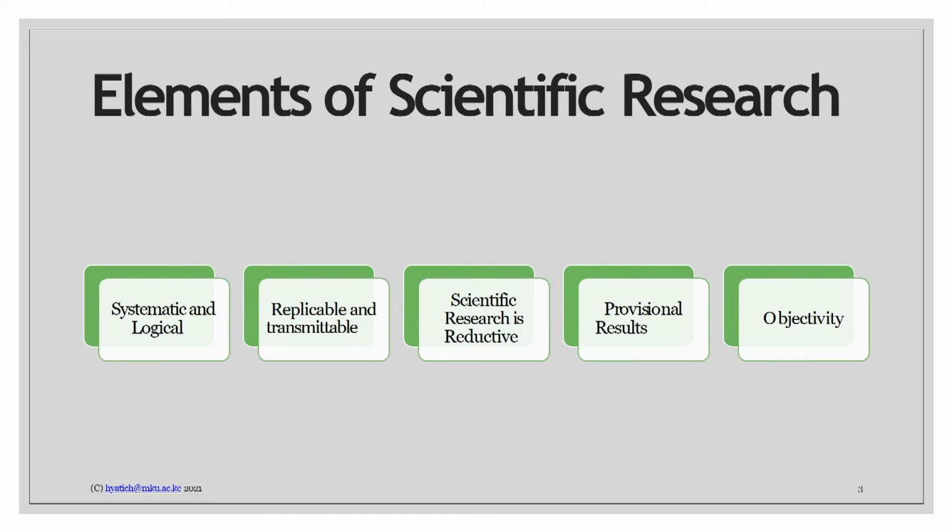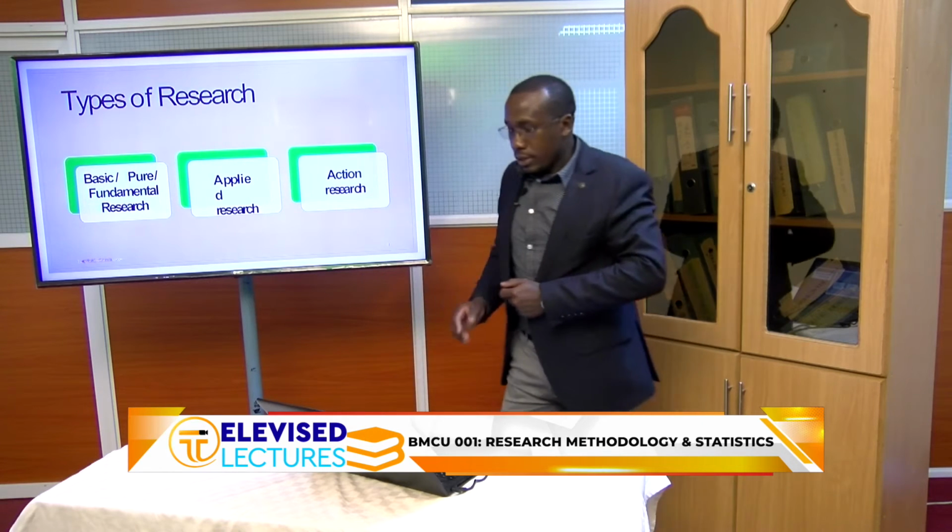Next, we are going to look at the types of research. I started in my first slide to highlight that we normally have research being distinguished into three different thematic areas. That is, you're either talking of qualitative approach, quantitative approach, or a mixed approach. Now, what about the types of research then? So we normally look at research types in terms of three distinct areas.